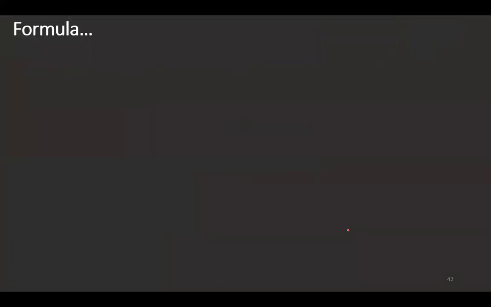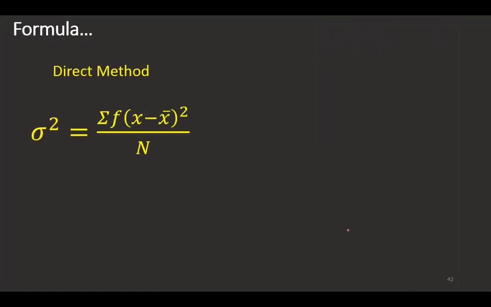So how to calculate? We'll be dealing with 3 formulas here. The first formula, we are going to have is sigma square equal to sigma f into (x minus x bar) the whole square divided by n. Most probably this is the direct method. So we are talking about a population here. I've given a formula for population, you can note it down here. Now sigma square, so I am using n here.